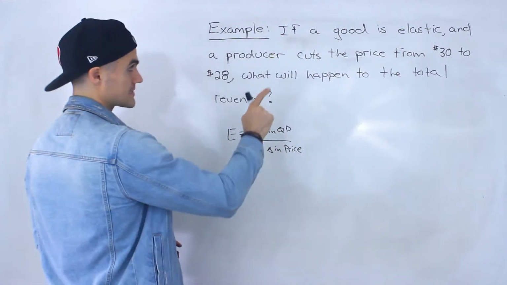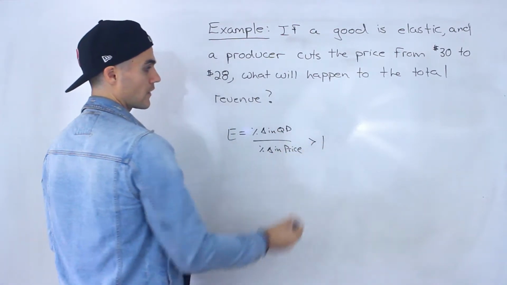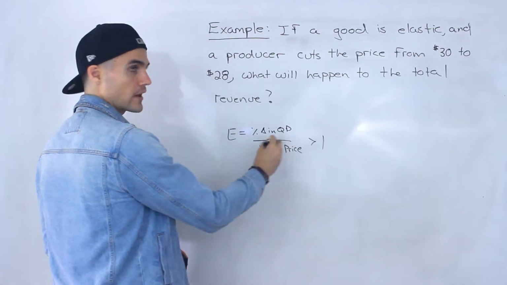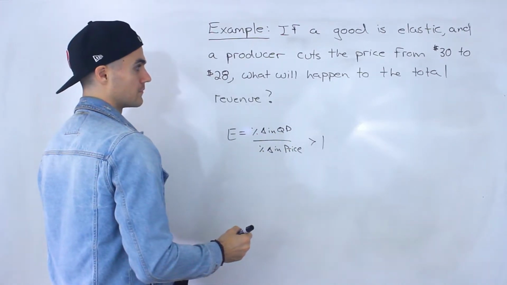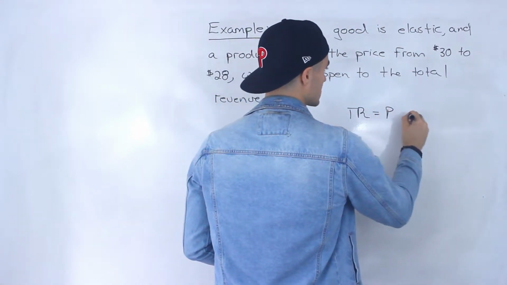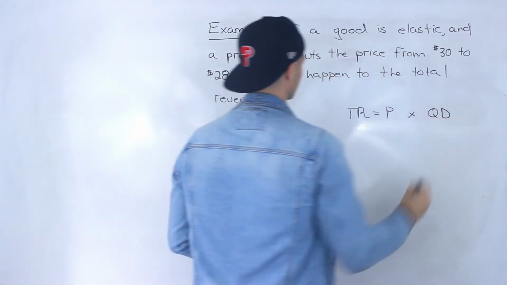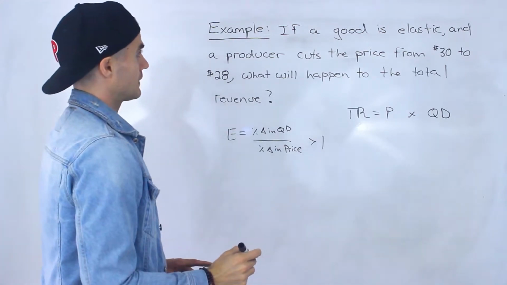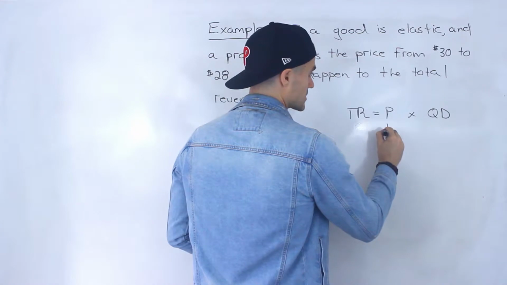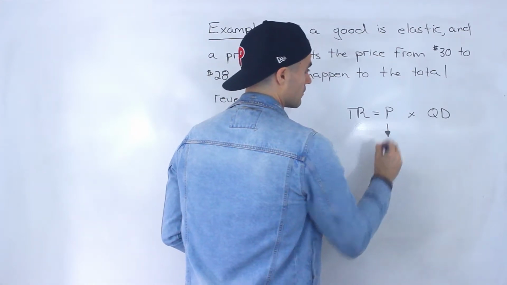So if a good is elastic, we know that this is going to be greater than 1. So we know that this numerator is going to be greater than that denominator. And so what's going to happen, we know total revenue is equal to price times quantity demanded. So what's happening is the price is getting cut from 30 to 28. So we know the price is going down. So let's represent it with an arrow.